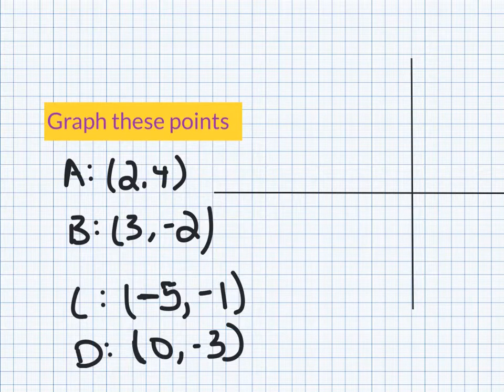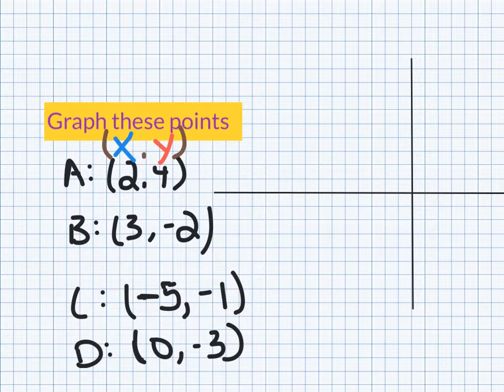Alright, so let's go ahead and go through our hint. The first thing that we're going to do is make sure that we know our X and our Y. The X is the first letter. The Y is the second letter. So each of these points is X comma Y, kind of like it's in alphabetical order.